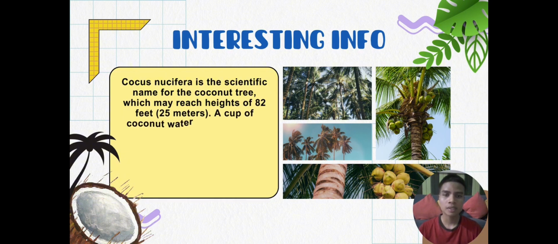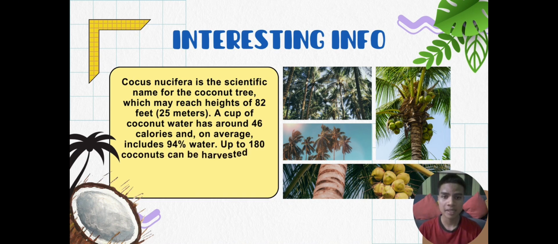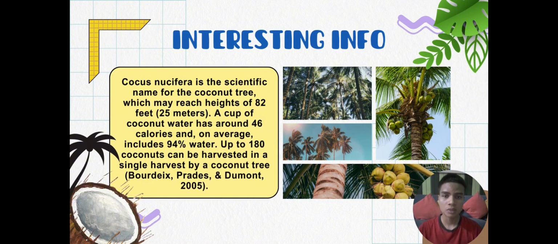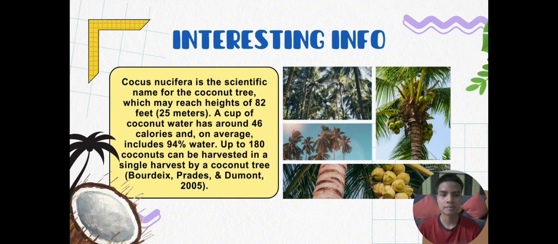Cocos nucifera is the coconut tree and it can grow up to 82 feet, which is 25 meters high. Coconut water contains 94% water on average, with approximately 46 calories per cup. A coconut tree can produce up to 180 coconuts during a single harvest.